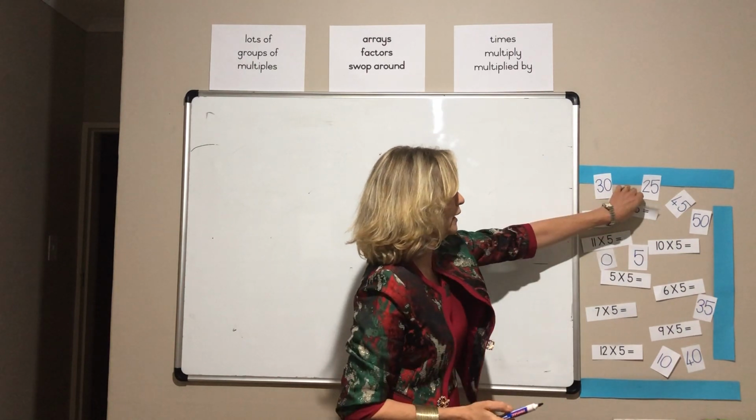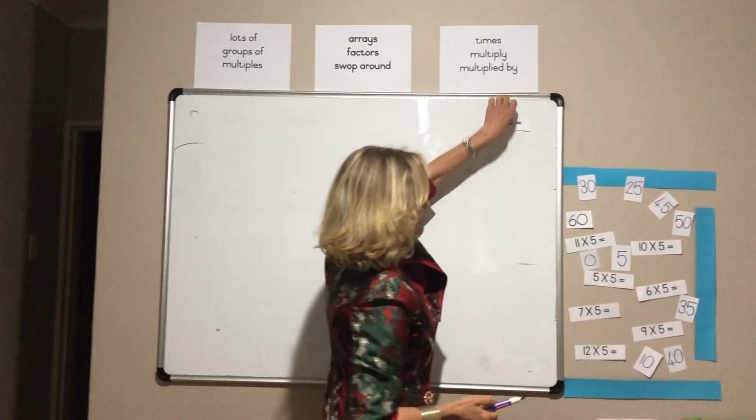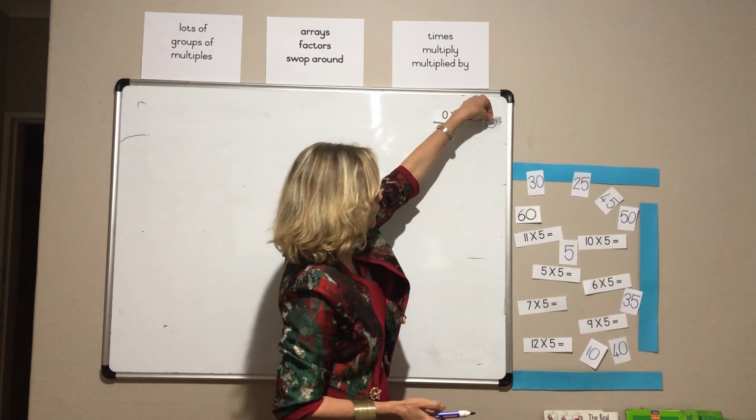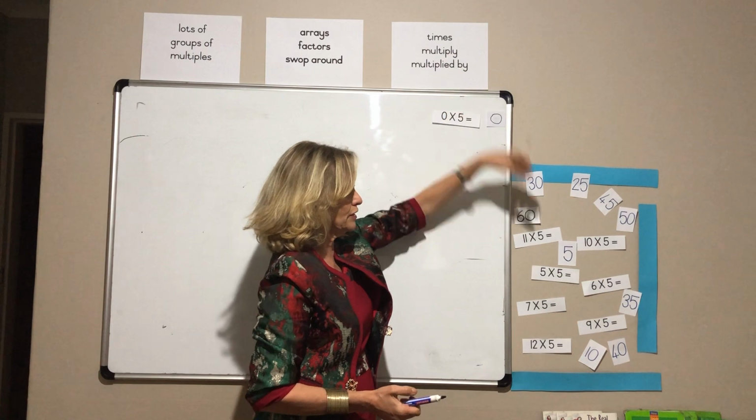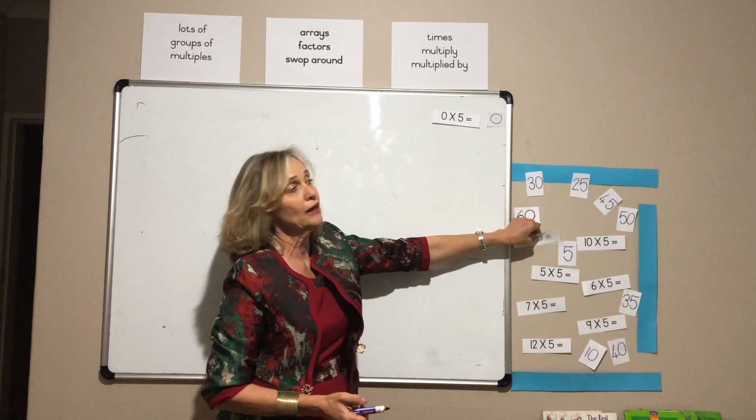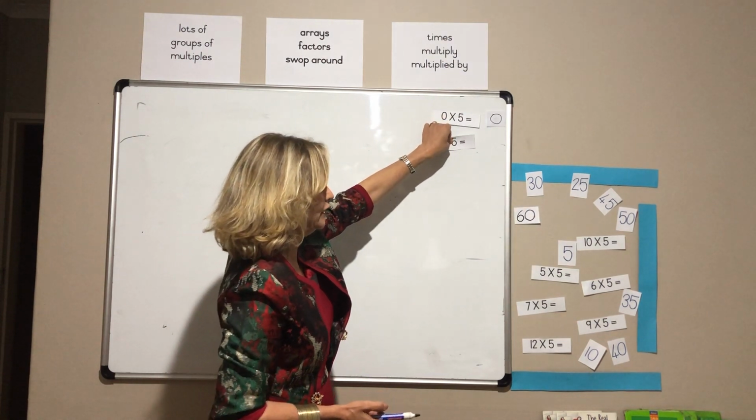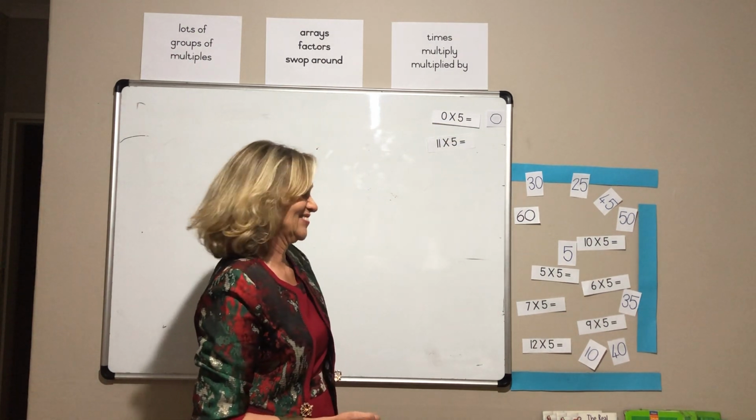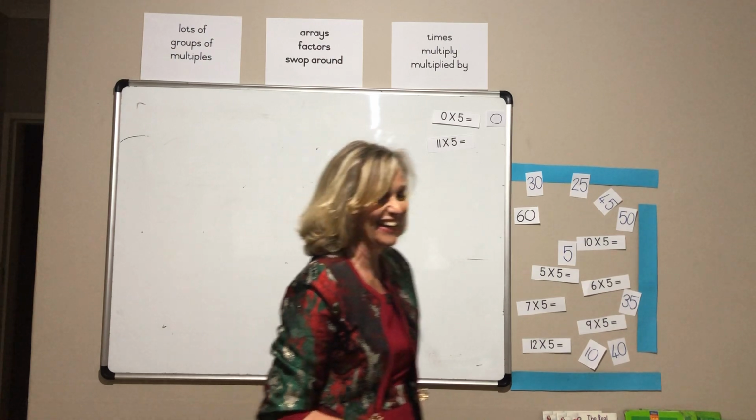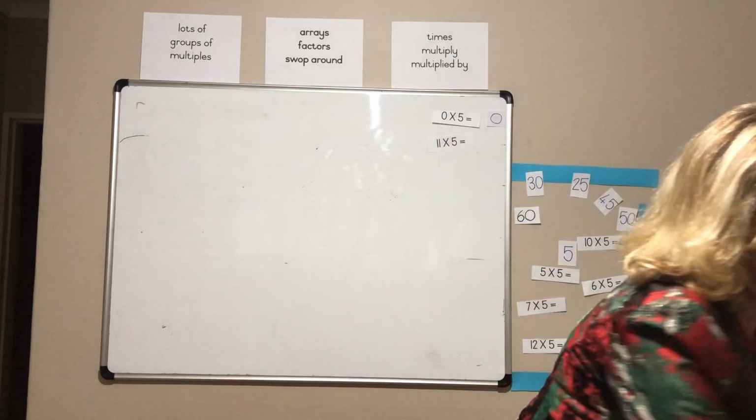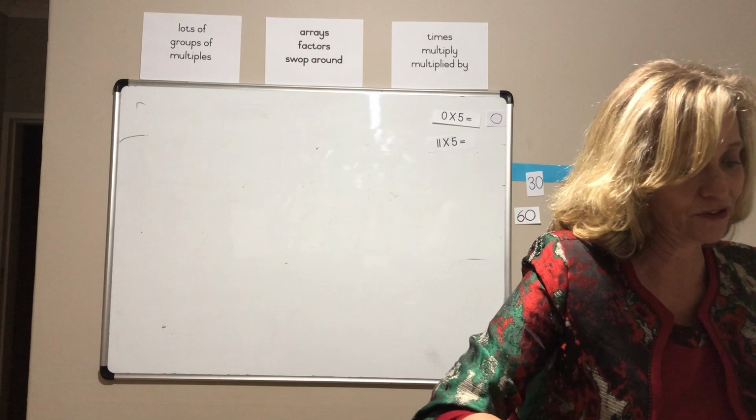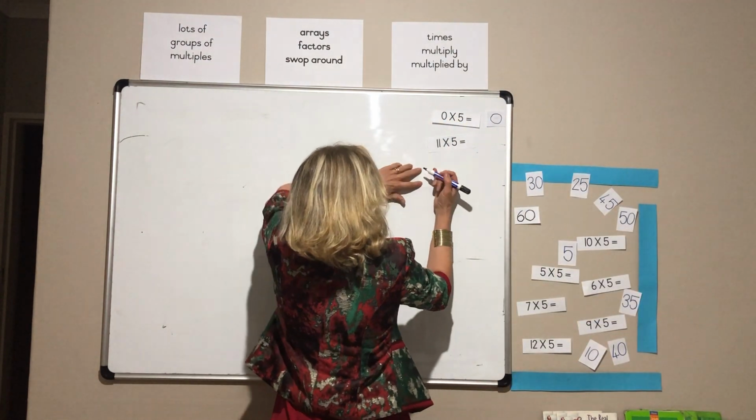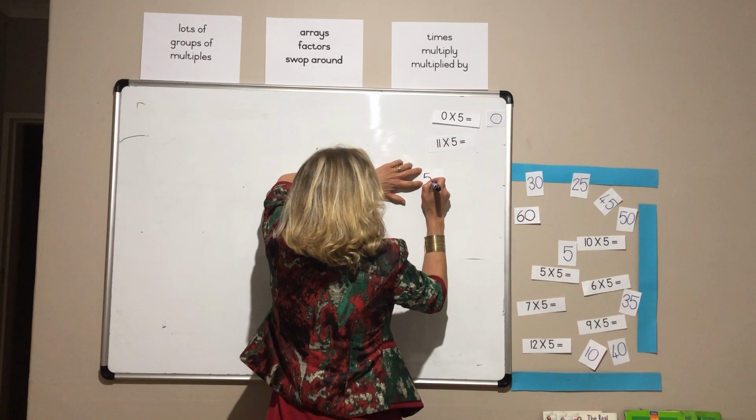Let's pick anyone here. 0 times 5. Where's the answer? 0 groups of 5 is 0. It stays 0. 11 groups of 5. 11 times 5. Where's the answer? Let me quickly make a card for it. Okay. There's 55.